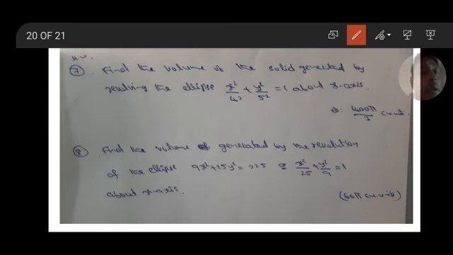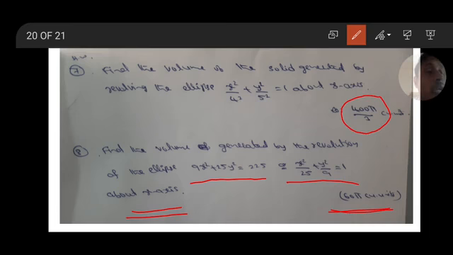Next problem, find the volume generated by the revolution of the ellipse 9x square plus 25y square equal to 225. If you simplify, we get x square by 25 plus y square by 9 equal to 1 about the x-axis. It is also the same formula, integration a to b pi y square dx. The answer will be 60 pi cubic units. The first, seventh one's answer is 400 pi by 3 cubic units. This one is 60 pi. Try these homework problems.